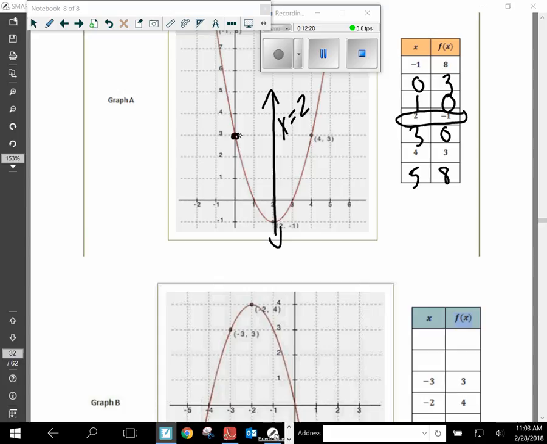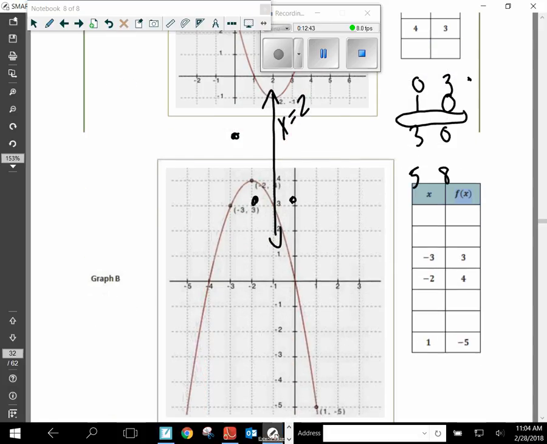Notice the y-intercept is 3, and there it is on the table. The x-intercepts are 1 and 3, and look, there they are. When x is 1, the y-coordinate is 0. When x is 3, the y-coordinate is 0. So those are your x-intercepts, 1 and 3.